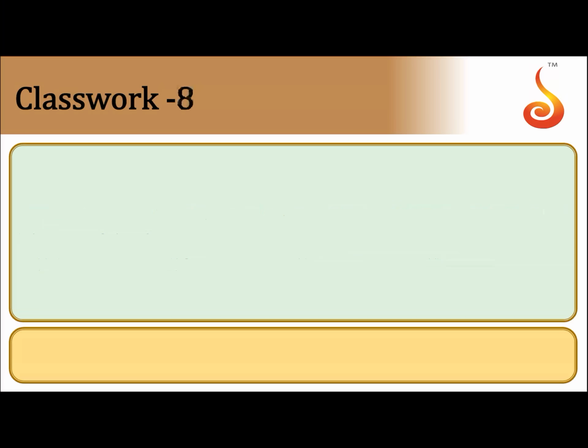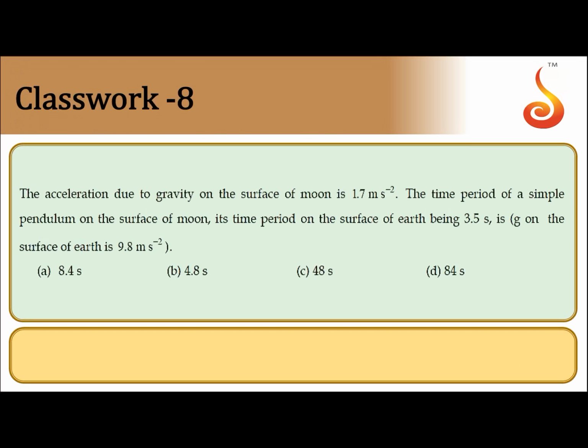Yes, we shall move on to next one. The acceleration due to gravity on the surface of moon is 1.7 meter per second square. Time period of a simple pendulum on the surface of moon, if its time period on the surface of earth is 3.5 seconds, is, g on surface of earth is 9.8 meter per second square. So what you need to find is time period of simple pendulum on the surface of moon. Time on earth is 3.5 seconds.